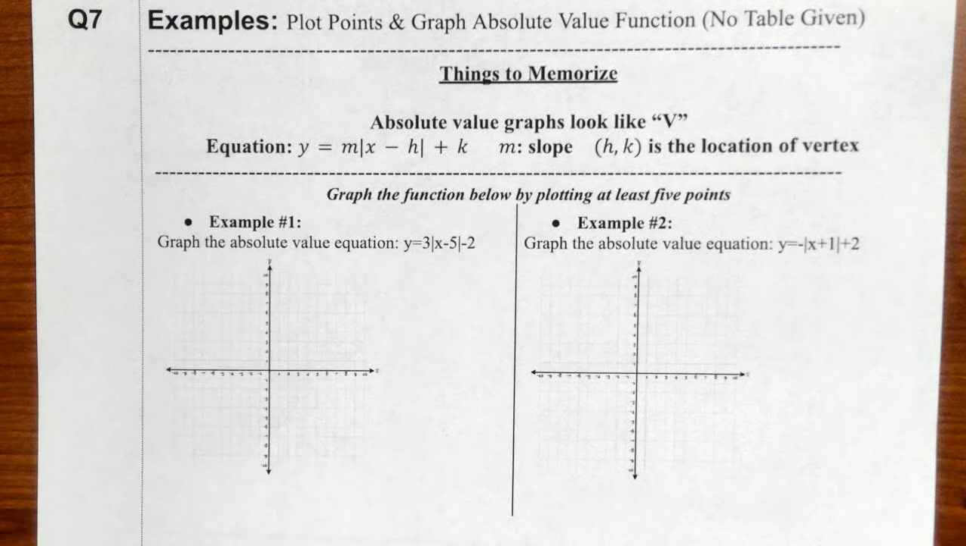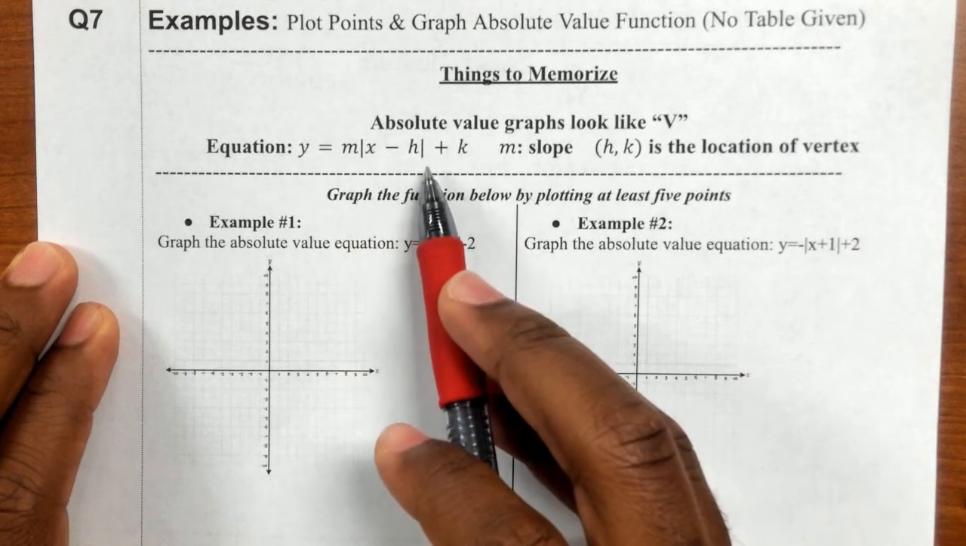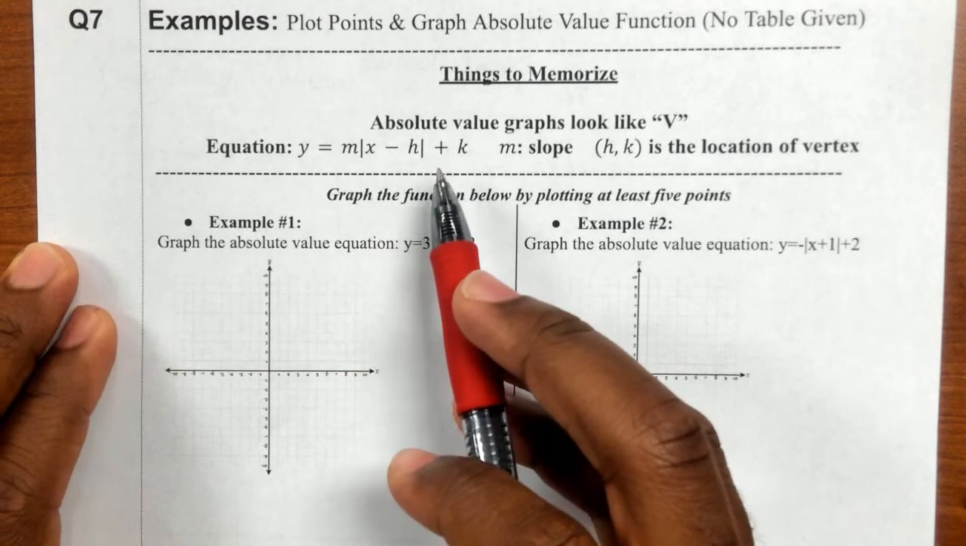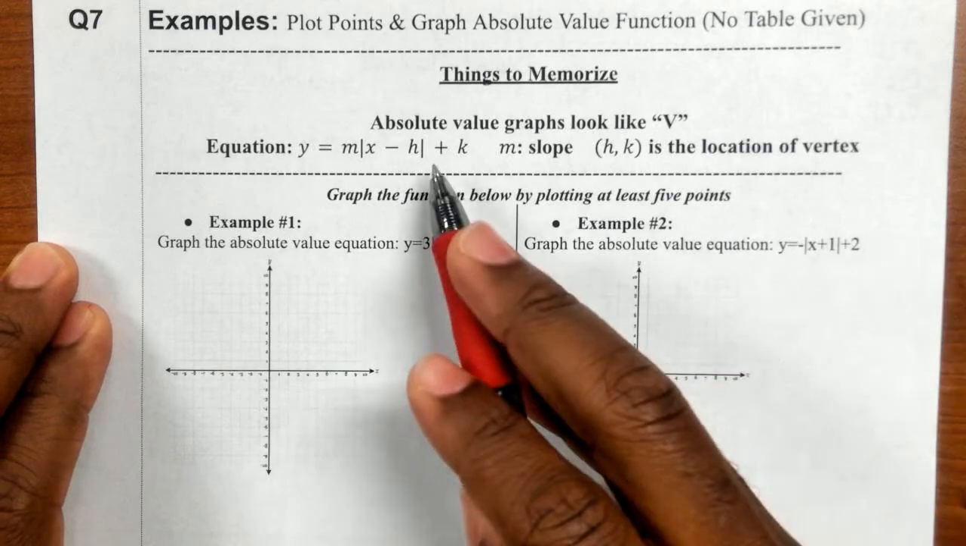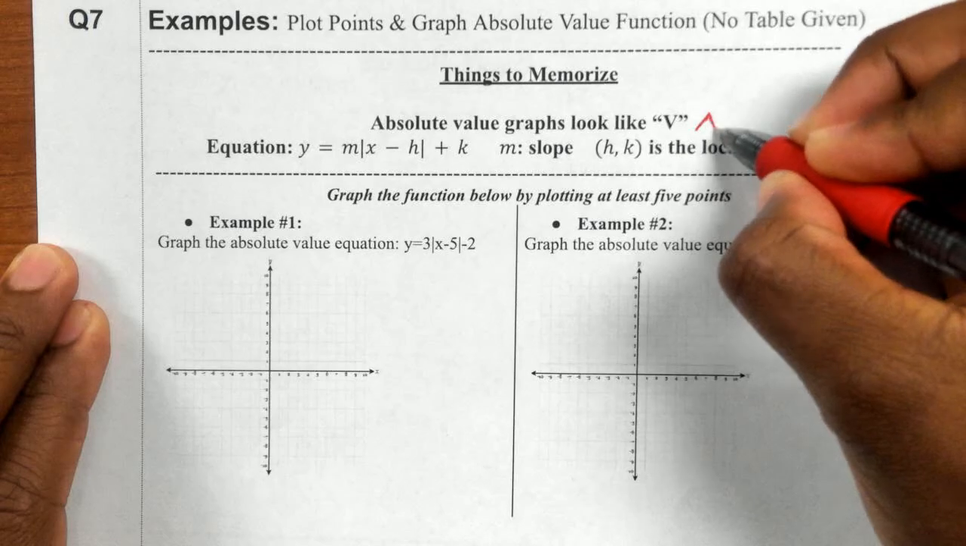Question number 7 wants us to plot the points of an absolute value function. Again, we know absolute value is when something has these two lines right here. Those lines mean absolute value. So your absolute value graph would be either a V shape or an upside down V shape.